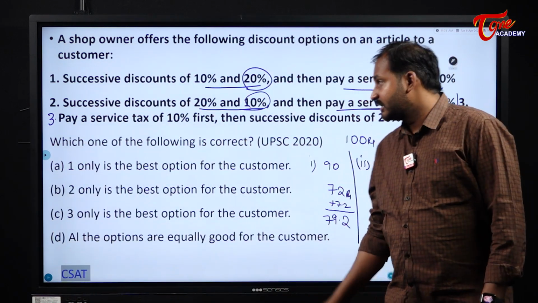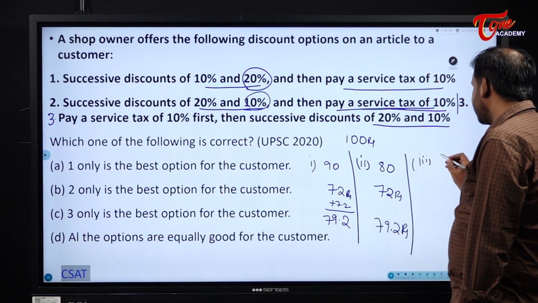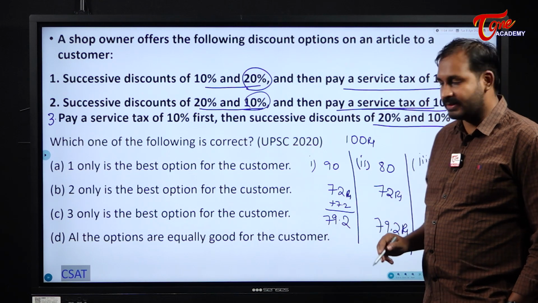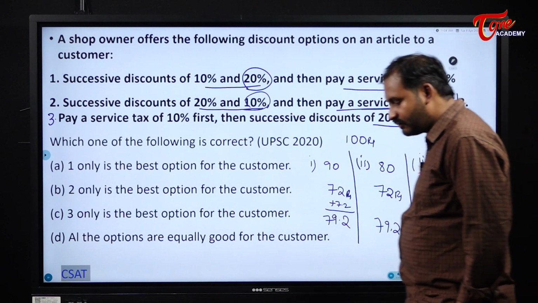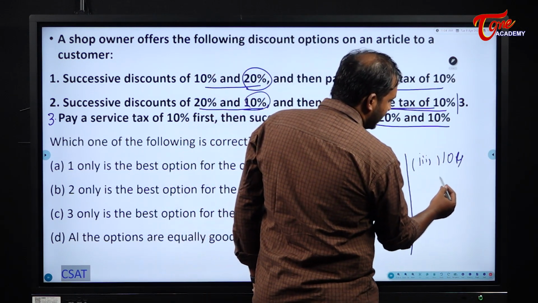Okay, my next logic. Pay service tax of 10% first. First you need to pay 10% tax, right? It will become 110 rupees. Now on this he is giving a discount of 20%. What is 20% of 110? 22. So 110 minus 22, what it becomes? 110 minus 22, it becomes 88 rupees.